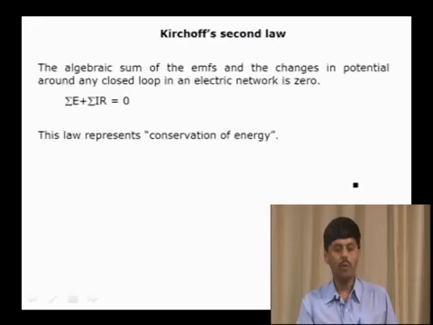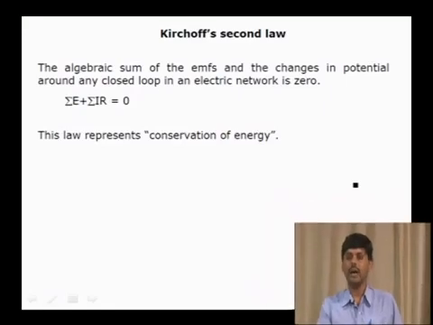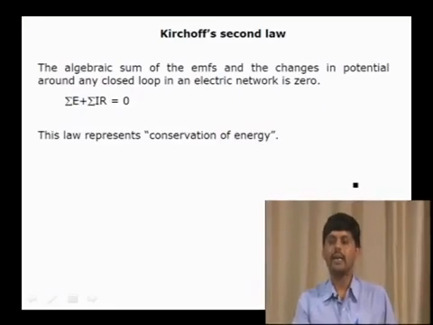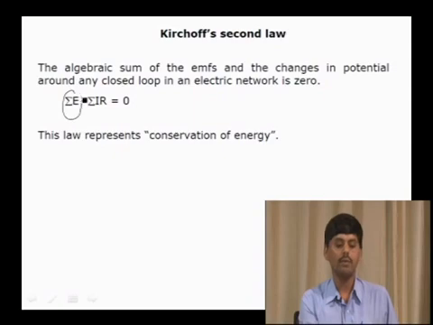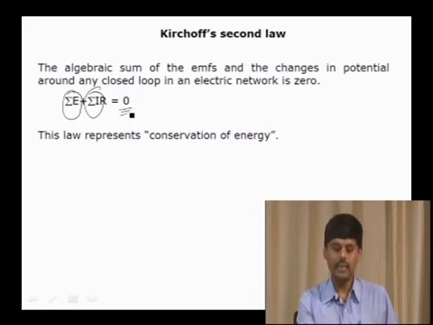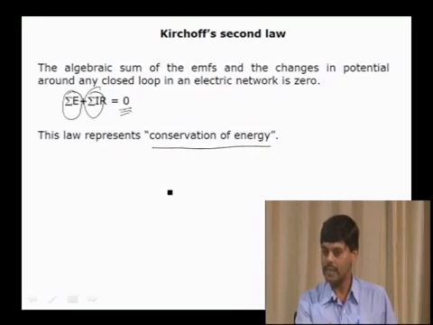Next, I will move on to Kirchhoff's second law. The algebraic sum of the EMFs and changes in the potential around any closed loop in an electrical network is 0. That is sigma E plus sigma IR is equal to 0. This is the algebraic sum of the EMFs. This is the algebraic sum of the potential. The sum of these two is equal to 0. This is a consequence of the law of conservation of energy. First law is a consequence of charge. Second law is a consequence of energy.